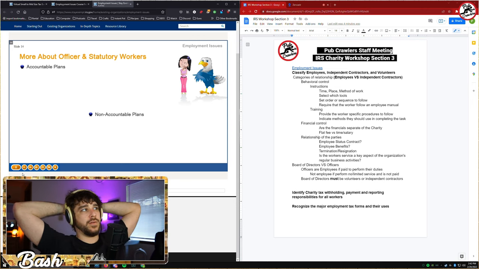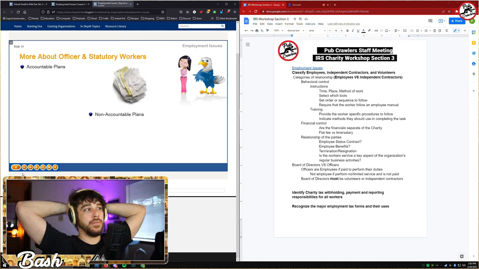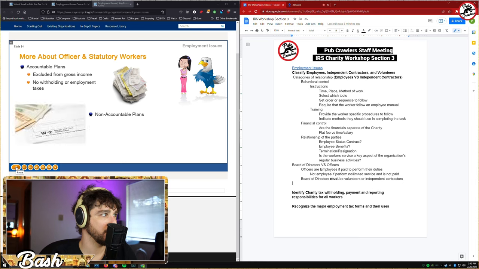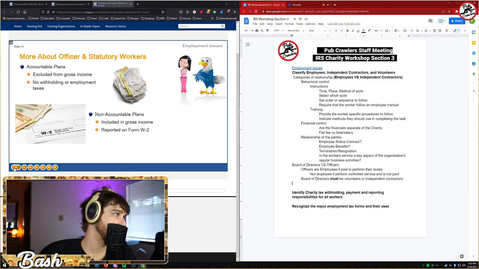Can you give me an example of the difference? Sure. Substantiated deductible business expenses made under accountable plans may be excluded from an officer's or employee's gross income and aren't subject to withholding and employment taxes. Under a non-accountable plan, however, amounts paid are included in the officer's or employee's gross income and are reported on Form W-2. The amounts are subject to all applicable employment taxes. Use this link to irs.gov for definitions.